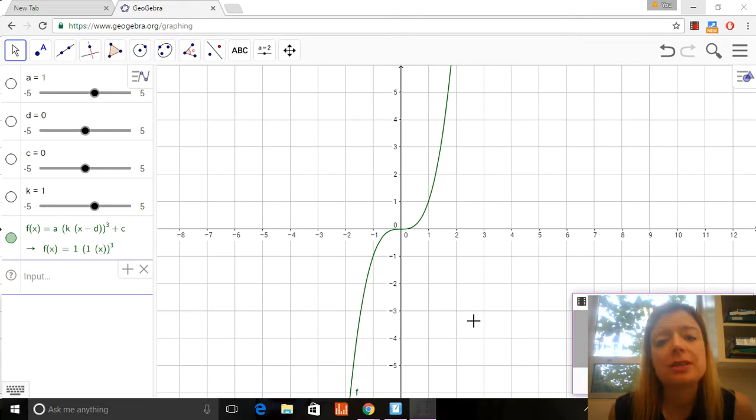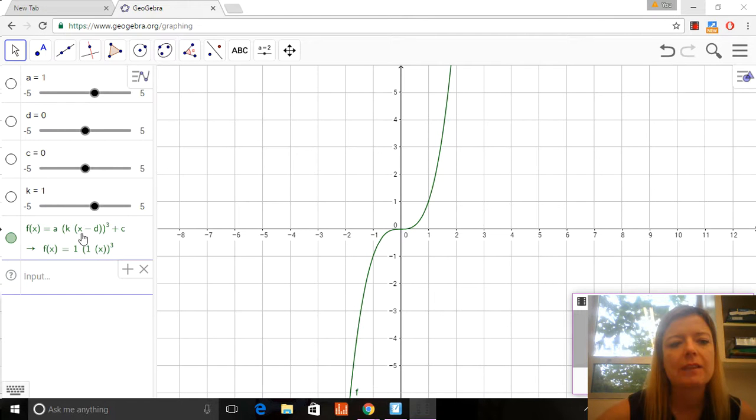So today we're just going to be transforming cubic functions, so the parent function is x cubed, and quartic functions, so the parent function is x to the power 4. So I'm just going to show you visually that they do the same thing. So here I've set up my cubic with my A value out front, K value factored out so you can see the D value, and then adding C.